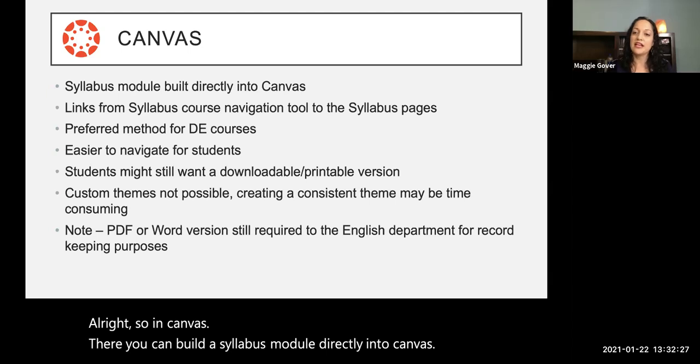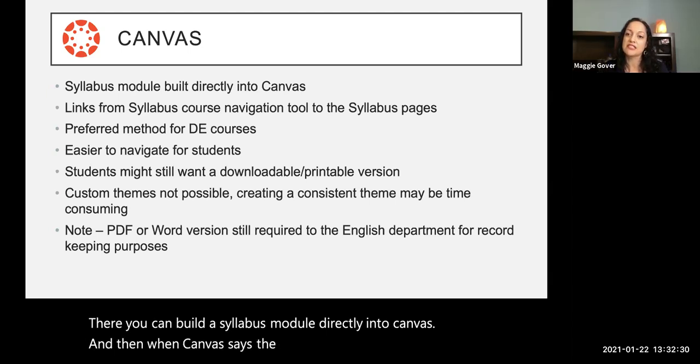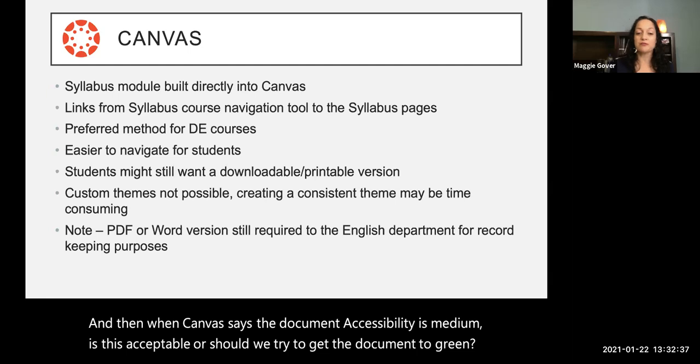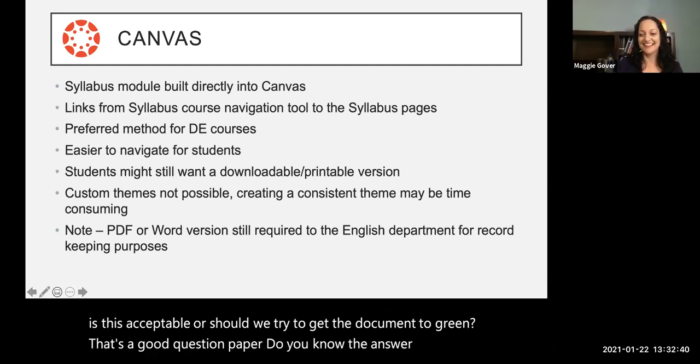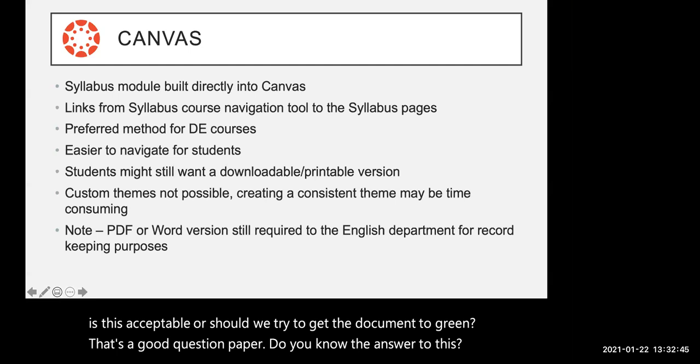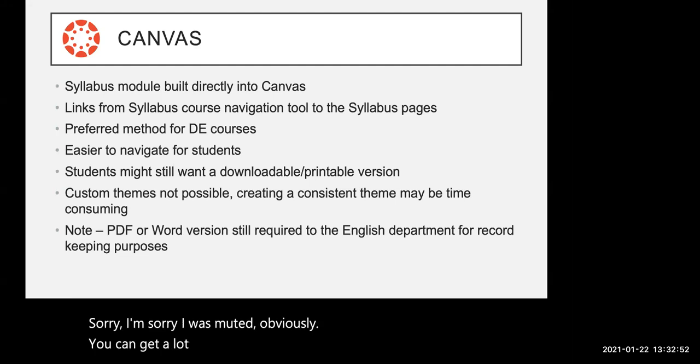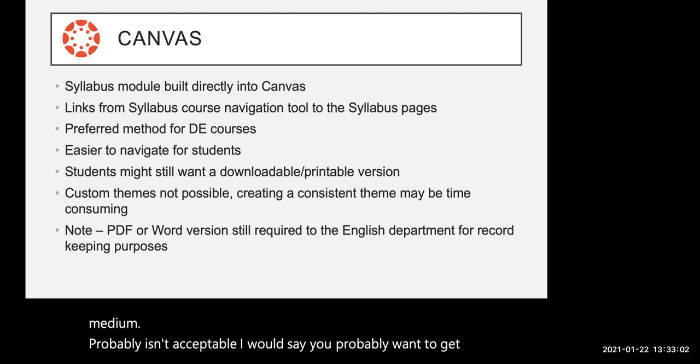When Canvas says the document accessibility is medium, is this acceptable, or should we try to get the document to green? That's a good question. Piper, do you know the answer to this? Sorry, I was muted, obviously. You can get a lot of different documents to accessibility, but medium probably isn't acceptable. I would say you probably want to get closer to 75%.